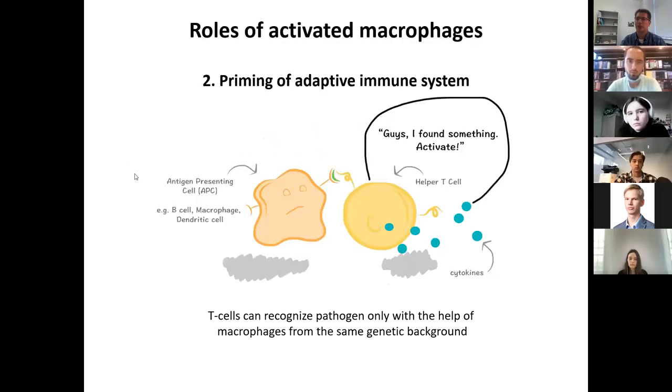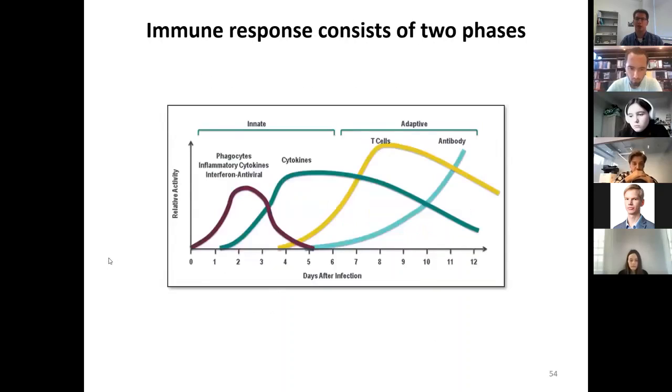One of these aspects is the priming of the adaptive immune system. So what macrophages and other antigen-presenting cells do is not only try to destroy the pathogen, but they also start the adaptive immune system. And this is where the process becomes very critical. A very interesting observation is that the T cells can recognize pathogens not in a random way, but only from the macrophages of the same genetic background. And we'll come back to that in a moment.